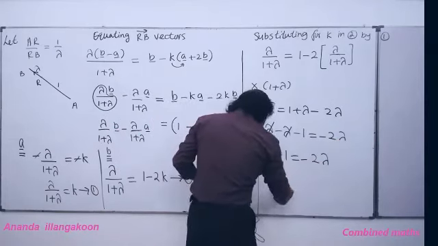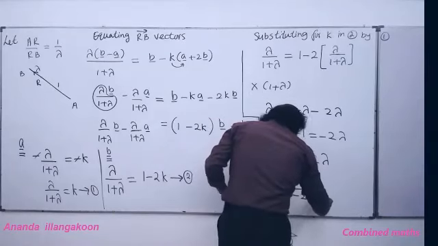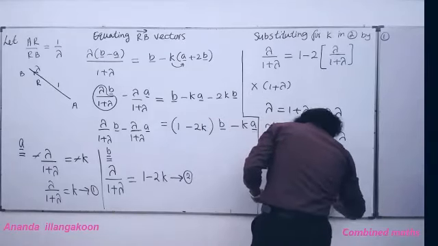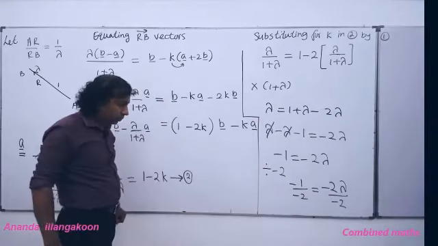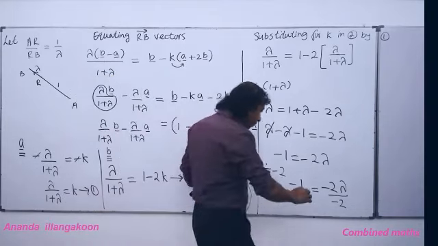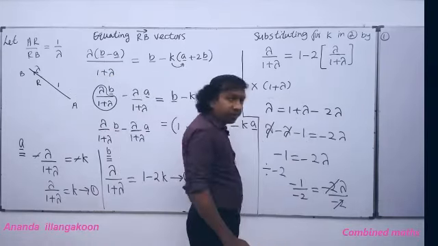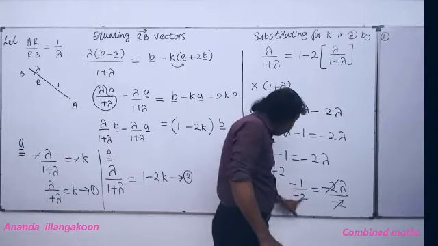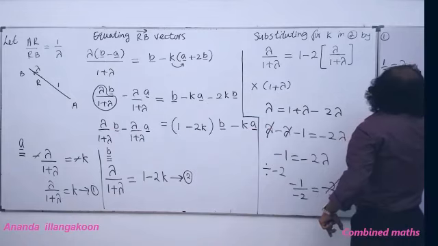Divide by minus 2. What do you get? Minus 1 divided by minus 2 is equal to minus 2 lambda divided by minus 2. Then you can cancel down here, people. Minus 2 with minus 2, minus minus plus, lambda. This half equals lambda. Half equals lambda means lambda equals half.